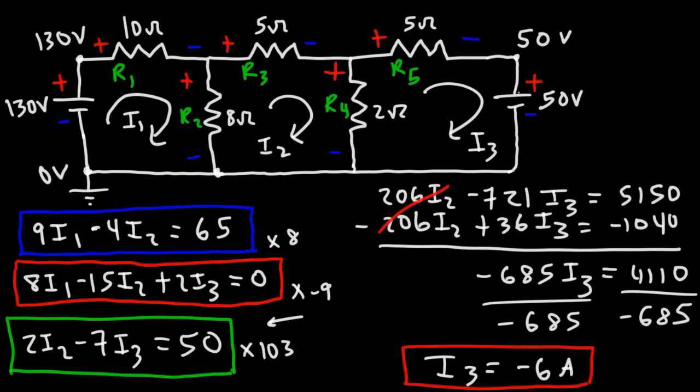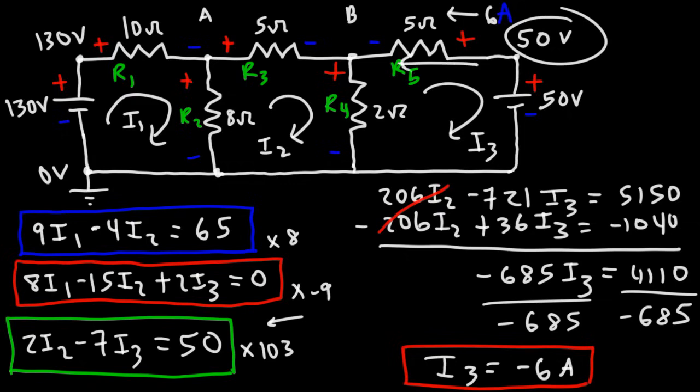So because I3 is negative, that means that we have a current flowing in this direction. So the current shouldn't be flowing from a negative value to a positive value. It always flows from a high potential to a low potential. So we need to reverse the signs of R5. So this should be the positive side, and this should be the negative side. Let's call this point A and point B. So the potential at point B should be less than 50 volts since current is flowing in that direction.